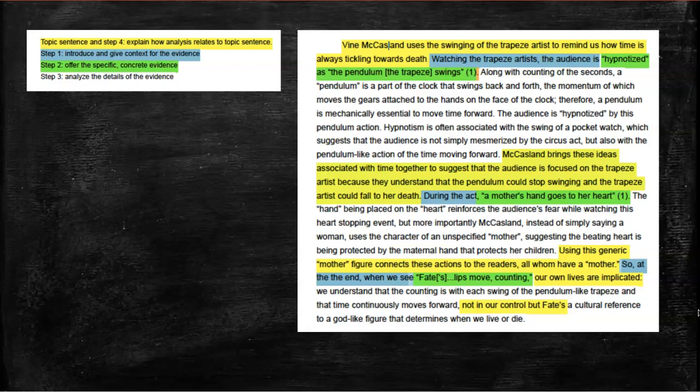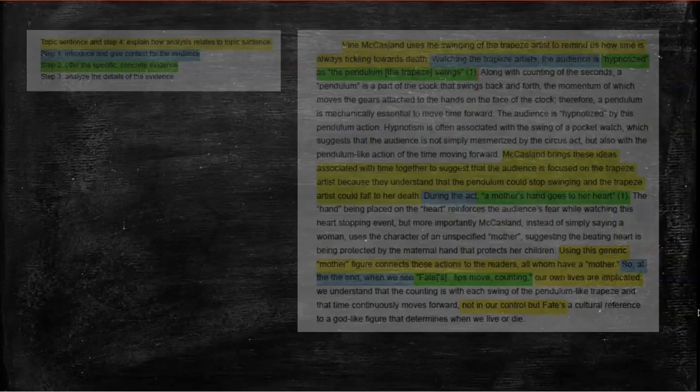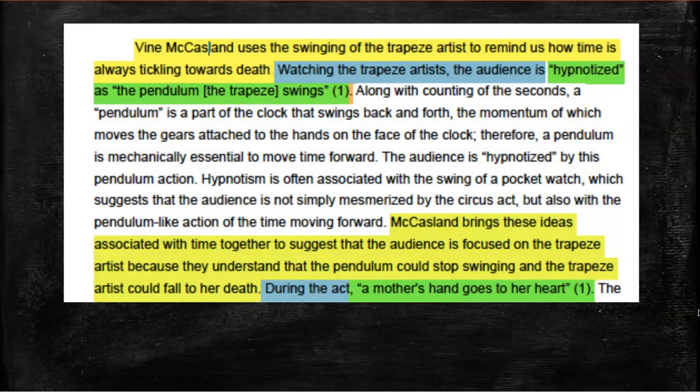So let's pull this up closer so that we can read it more easily. Vine McCaslin uses the trapeze artist to remind us how time is always ticking towards death. So this is the topic sentence. Watching the trapeze artist, the audience is hypnotized as the pendulum, the trapeze, swings. Along with counting of the seconds, a pendulum is a part of the clock which swings back and forth, the momentum of which moves the gears attached to the hands on the face of the clock. Therefore, a pendulum is mechanically essential to move time forward.